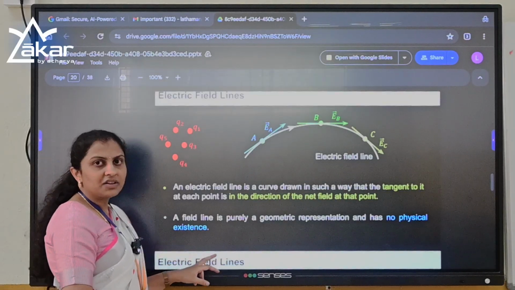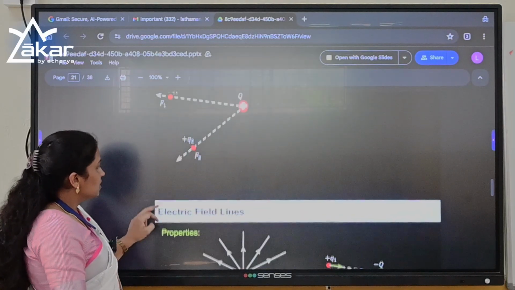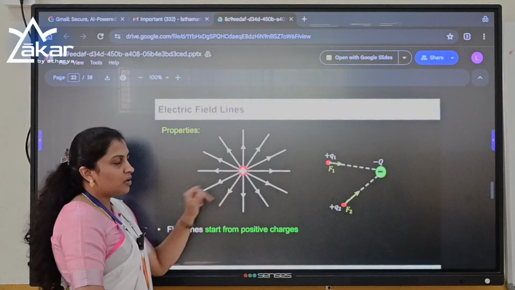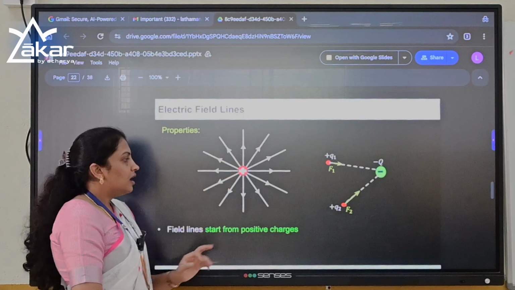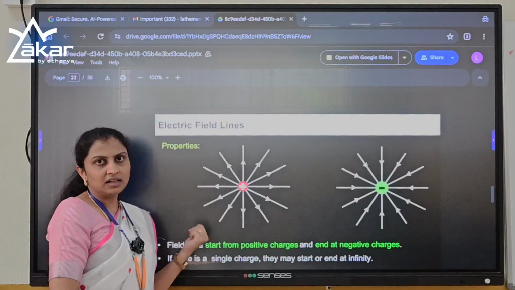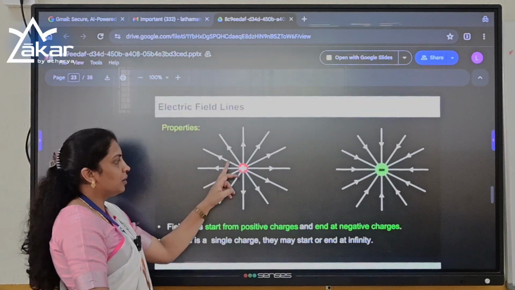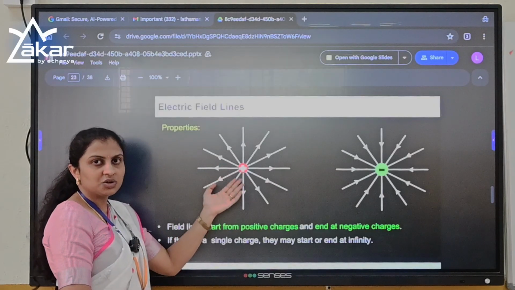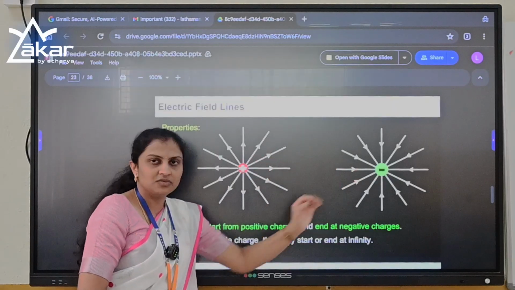The next is the electric field lines properties. What is the first property of electric field lines? When you take a positive charge, the field lines show the direction always outward, and when you take a negative charge, they show the direction inward. So the first property is field lines start from positive charge.